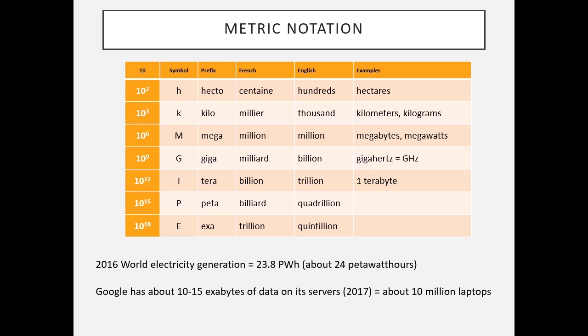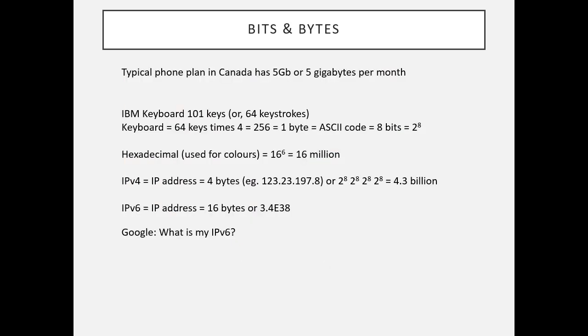Do you memorize this? No, you don't have to. But as I said, most of you know what these letters are anyway, except for the big ones, the petas and the exas. There may be even ones after that, I don't know. Bits and bytes. Yeah, the typical phone plan in Canada has about 5 gigabytes.